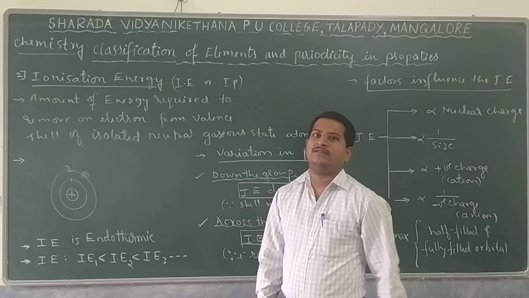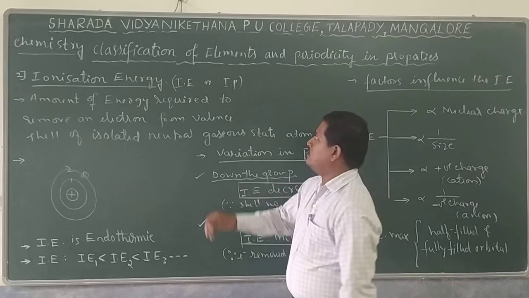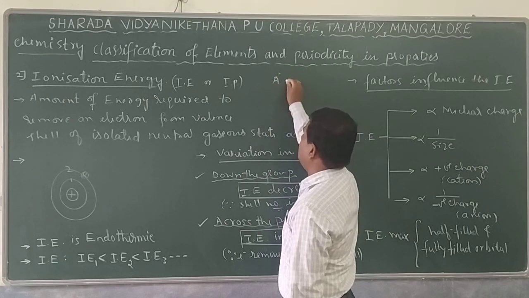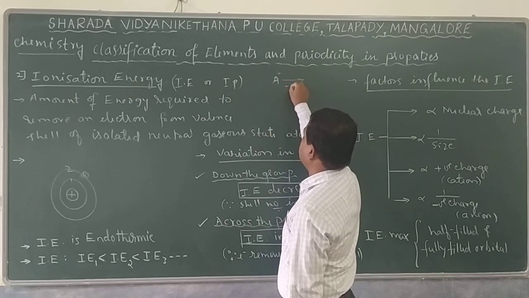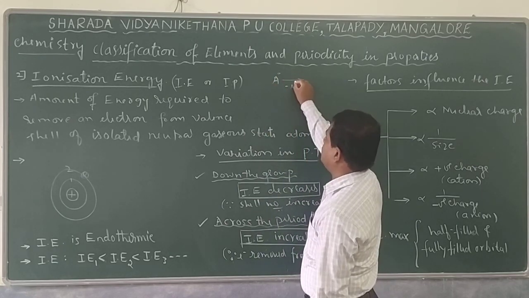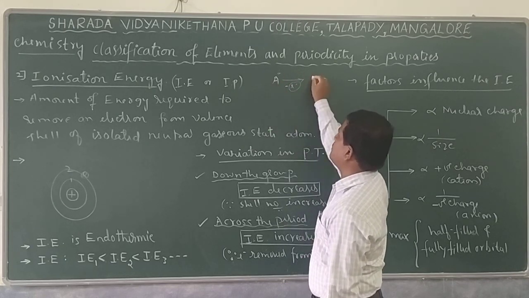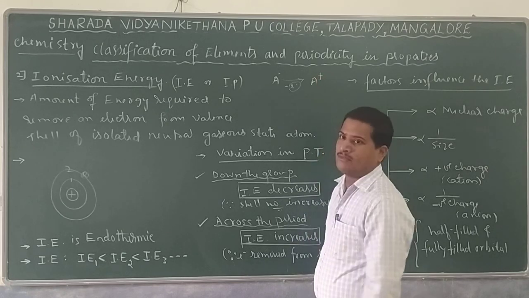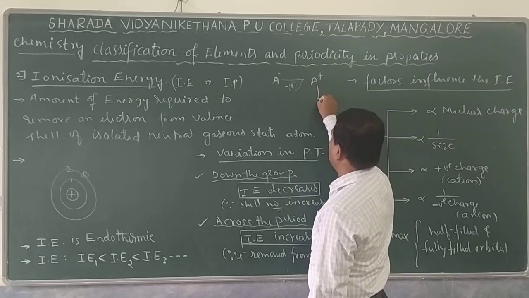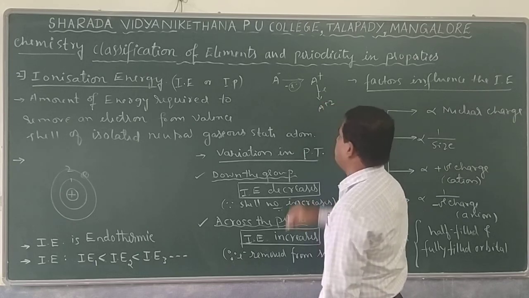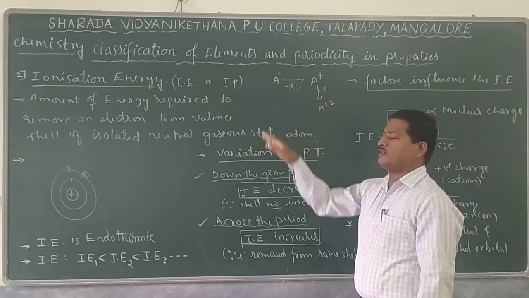First you should know what this ionization is. Let us say I have an atom A. It is in neutral state. Now remove one electron. Now what happened? After removal of that one electron, that element A loses an electron and becomes A plus. Again, if you remove one more electron from A plus, then it becomes A double plus or A plus 2. Like that, if you remove one more electron, A plus 3.